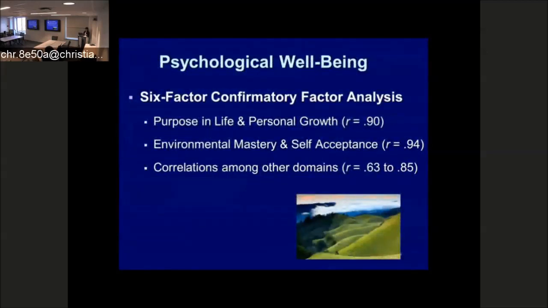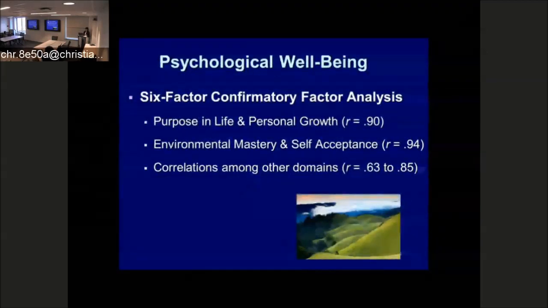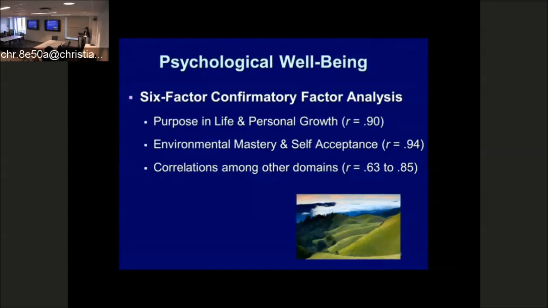And then we tested the six-factor confirmatory factor analysis model for psychological well-being. These correlations are very troublesome. Look at purpose in life and personal growth. It's 0.9. Essentially, it tells you they're one domain. So that's one major issue facing Ryff's psychological well-being scale. Conceptually, they're supposed to measure six related yet distinct domains. Empirically, we found over and over again, they don't differentiate from each other.